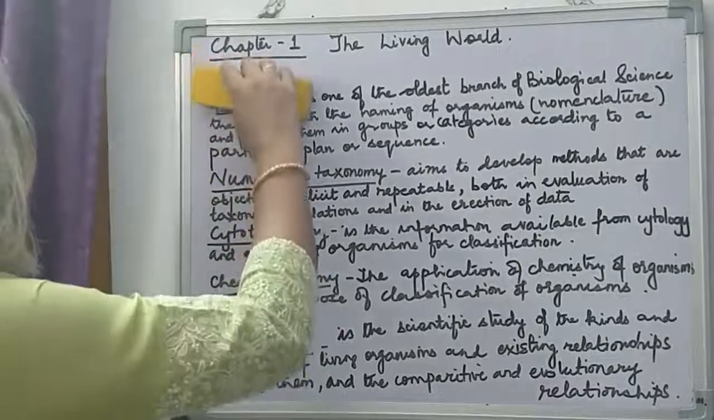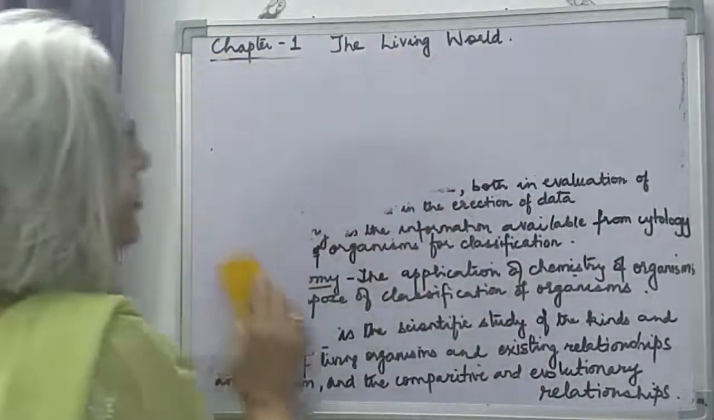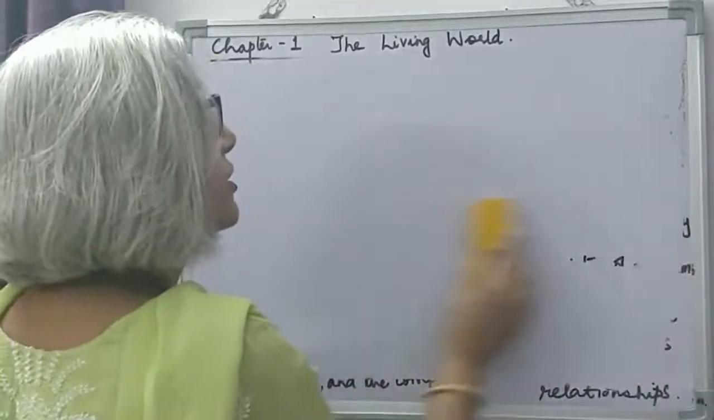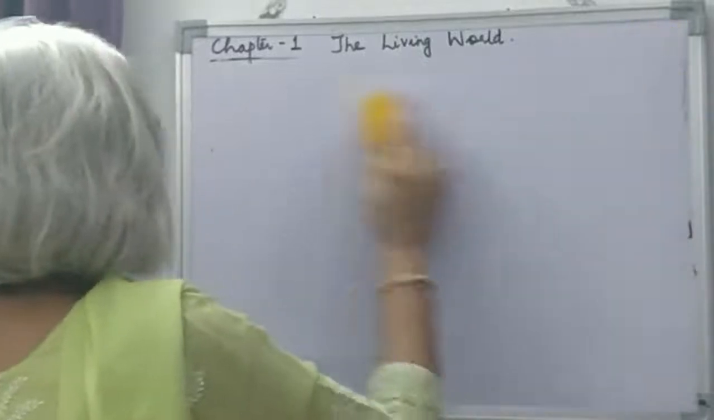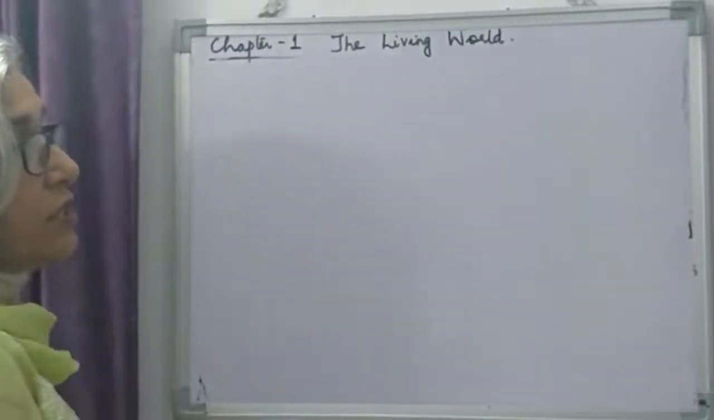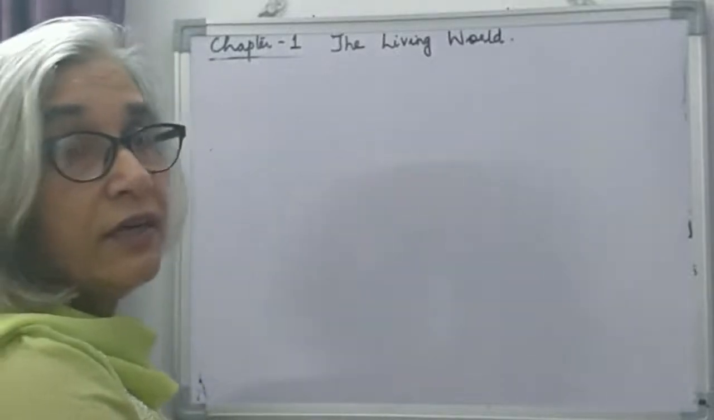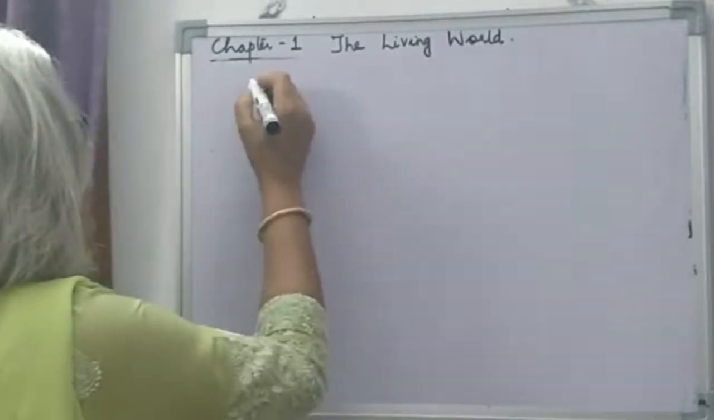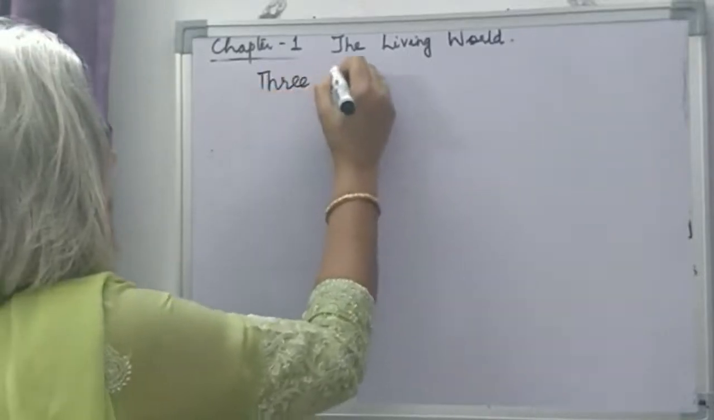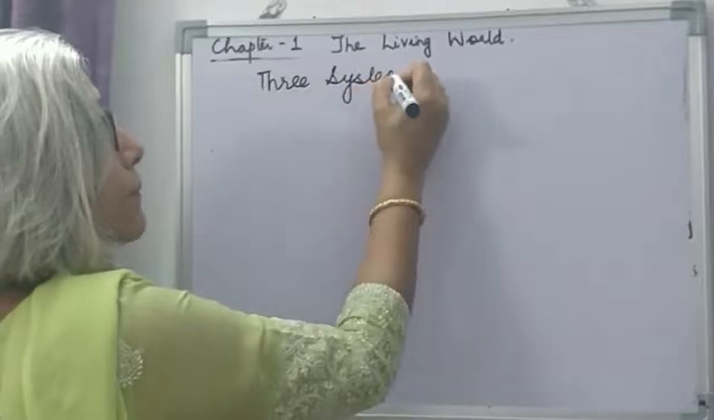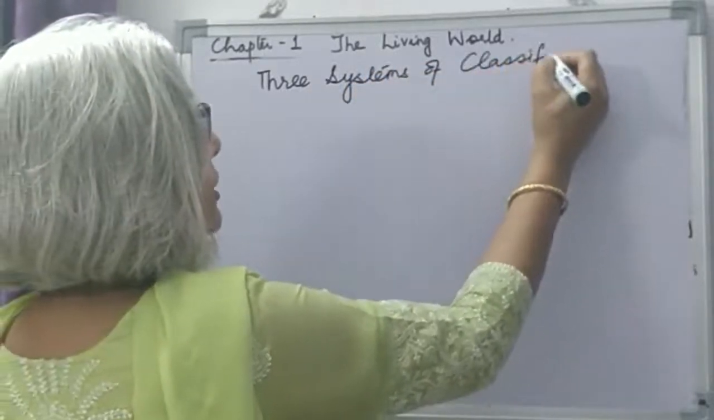Okay, now we will move on to the next topic, that is 3 systems of classification. As I just now told you, first system is the artificial system of classification. Second is the natural system of classification, and the third is the phylogenetic system of classification. So 3 systems of classification.